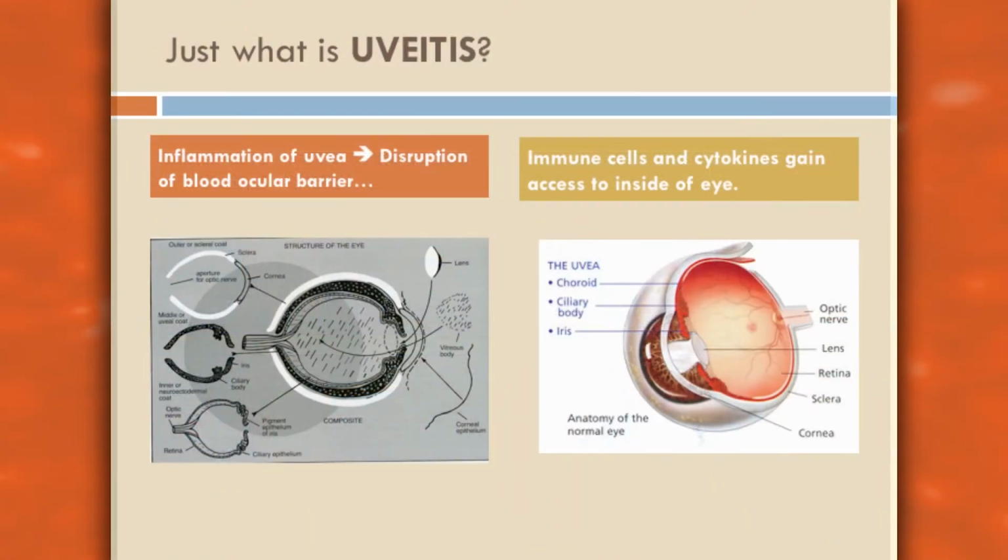So just what is uveitis? It starts as inflammation of the uvea, which is disruption of the blood-ocular barrier. And once that goes, all bets are off. Immune cells and cytokines gain access to the inside of the eye, partially by just physically leaking through where there used to be a tight junction, and probably also because some of those more active mechanisms are disrupted as well.